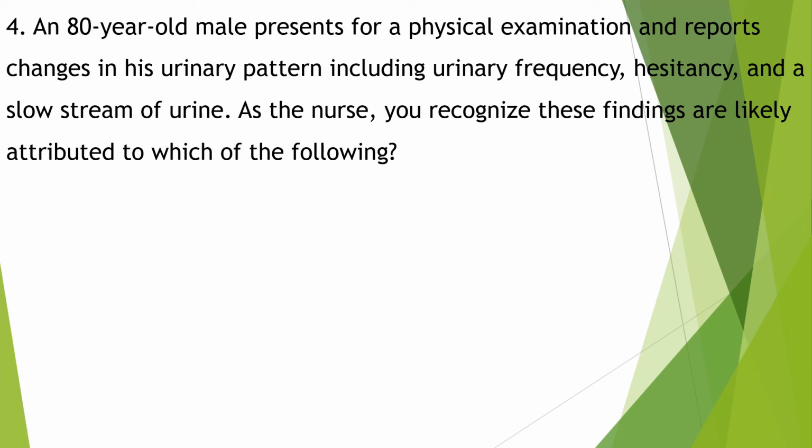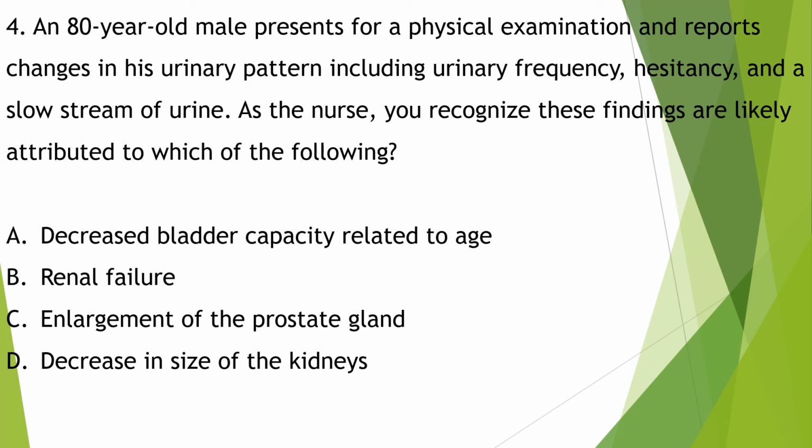An 80-year-old male presents for a physical examination and reports changes in his urinary pattern, including urinary frequency, hesitancy, and a slow stream of urine. As a nurse, you recognize these findings are likely attributed to which of the following: decreased bladder capacity related to age, renal failure, enlargement of the prostate gland, decrease in size of the kidneys?